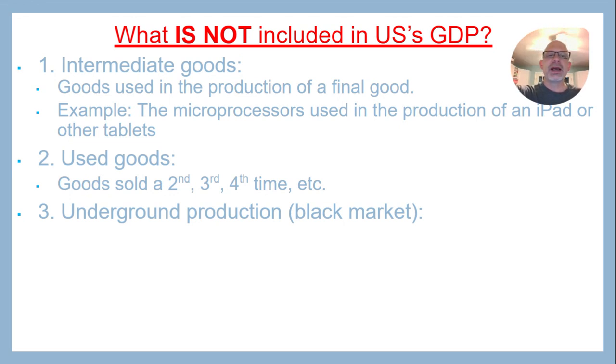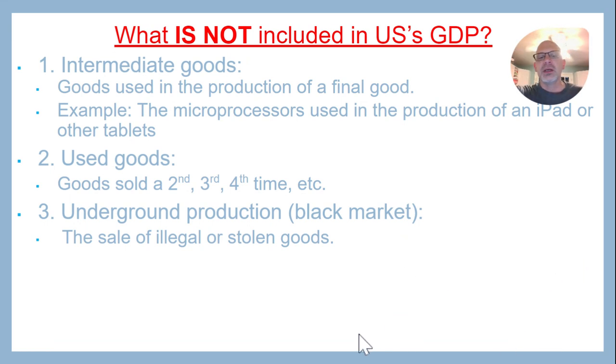Underground production, black market, anything like the sale of illegal or stolen goods falls under this. Even if these guns, or whatever goods they may be, illicit goods, are produced, we don't count those. We can't track it very well. It's not easy to know for sure exactly how much money is coming in, so that's not counted.